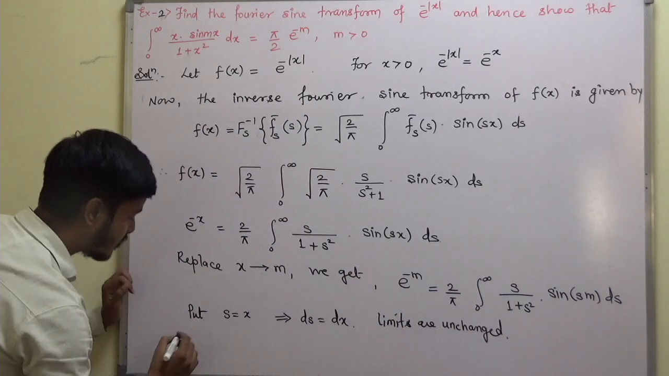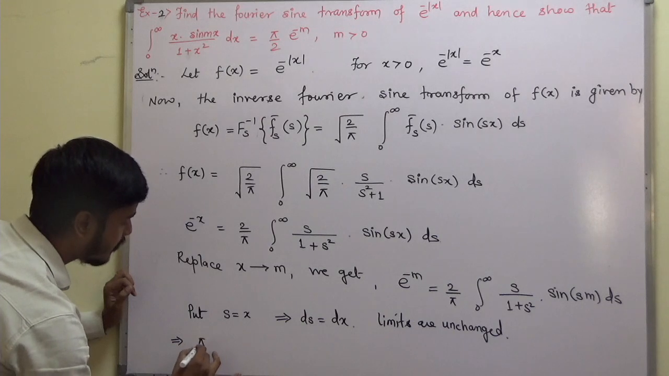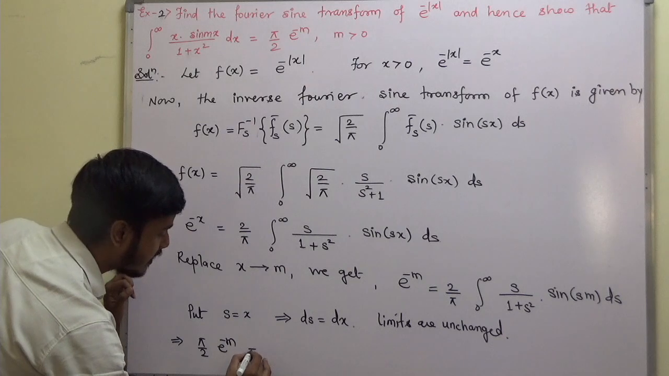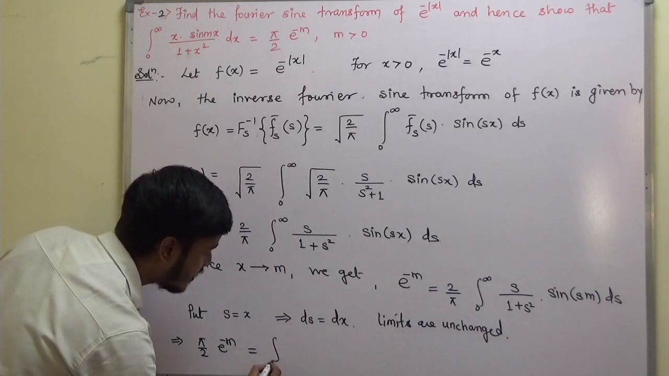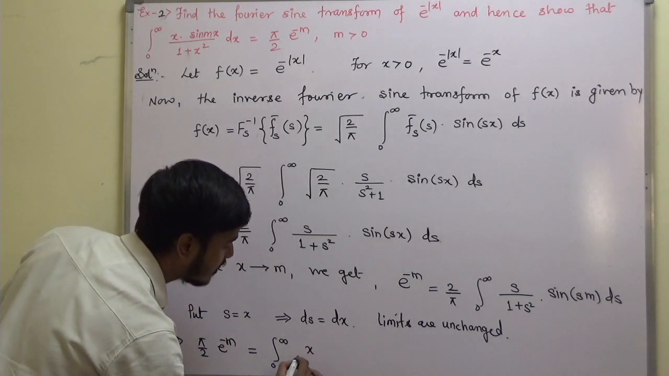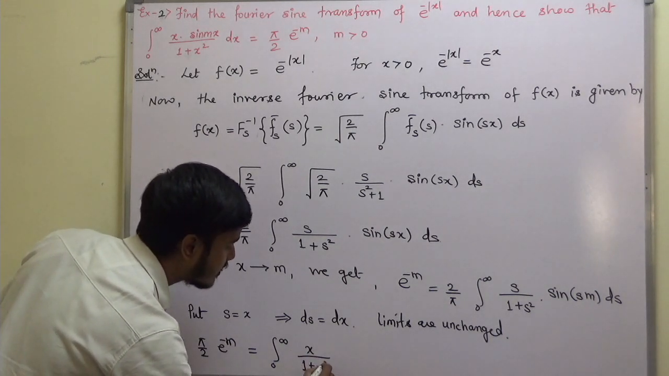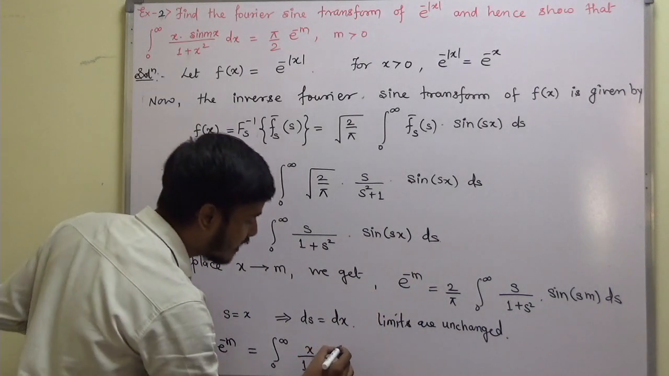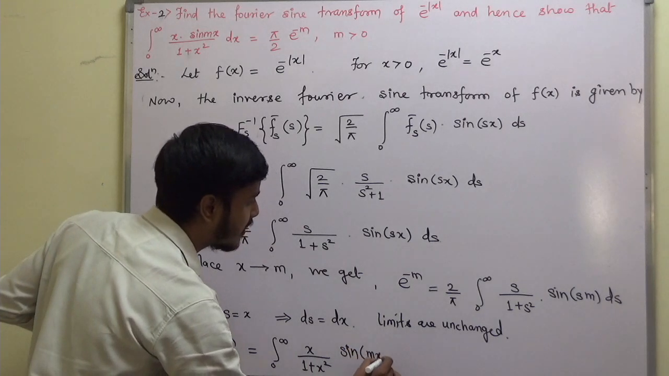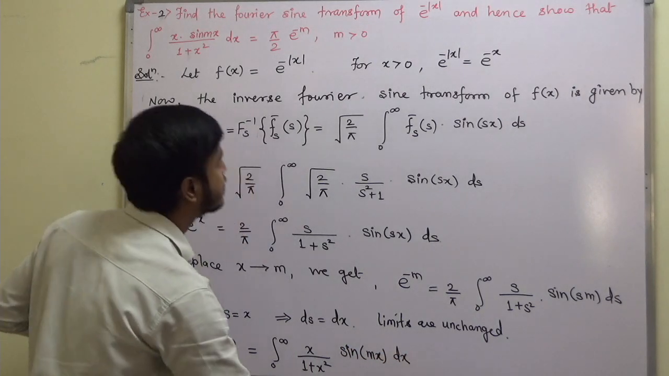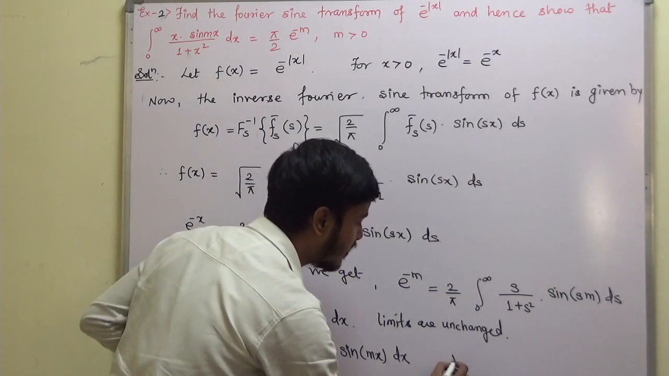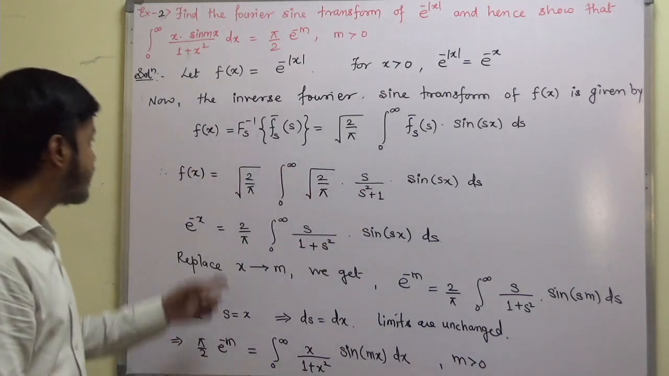So I am taking this to here. So this implies pi by 2 e to the power minus m is equal to integration 0 to infinity s, what is s? x. So this is x upon 1 plus x square into sine, what is s? x. So sine mx dx. Okay, so as you can see, this is the result we were looking for. So this is the required result.